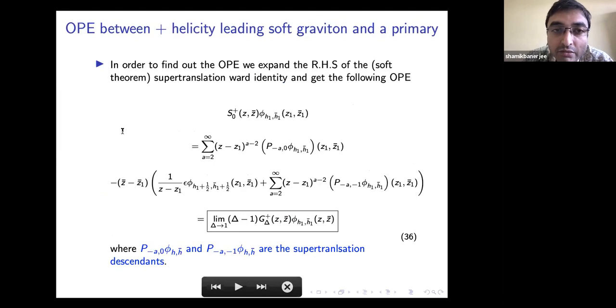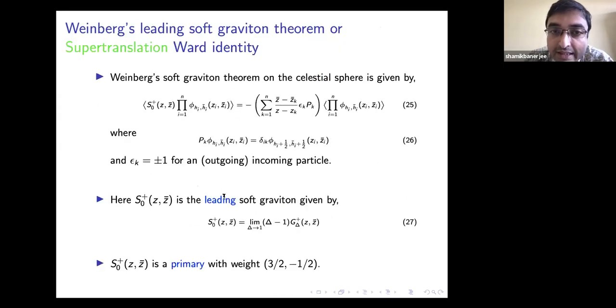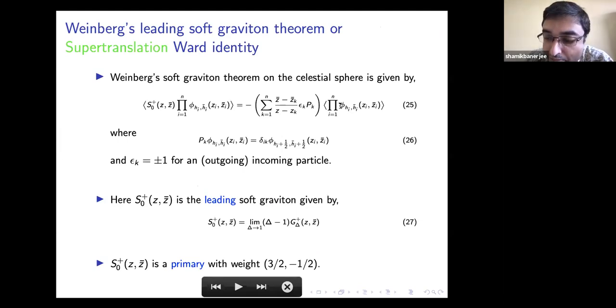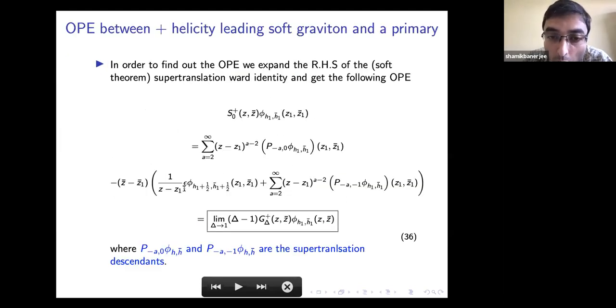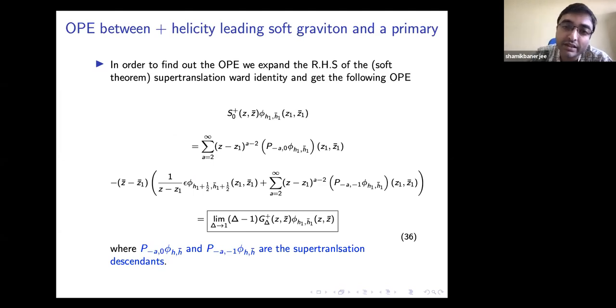Okay, so now we have to do basically the same thing. We can compute the OPE between this leading conformally soft graviton, this S plus naught ZZ bar, and phi H1 bar. So you can do the same thing. You can expand the right hand side of this soft theorem in powers of Z minus Z1 and Z bar minus Z bar 1. And you can write the OPE in this form, where now P minus A naught phi H bar and P minus A minus 1 phi H bar are the super translation descendants when A is greater than or equal to 2. Okay, so we have played the same game as in the case of the SL2C bar.